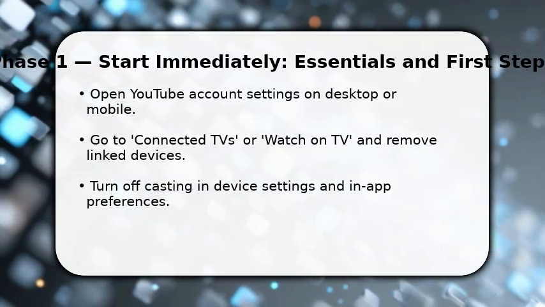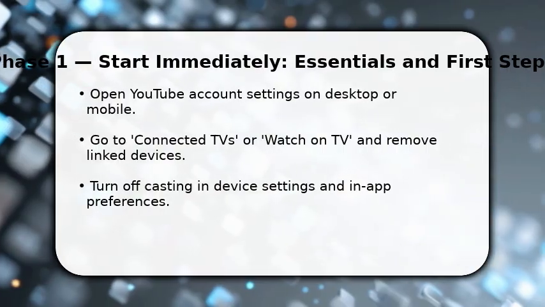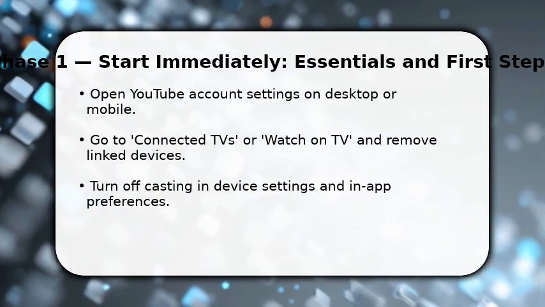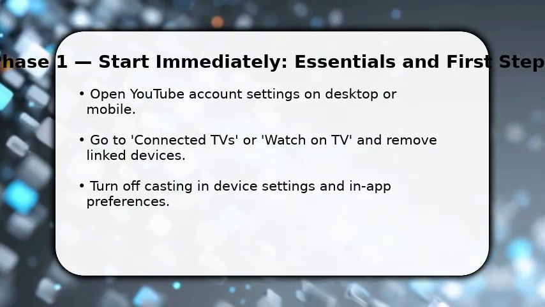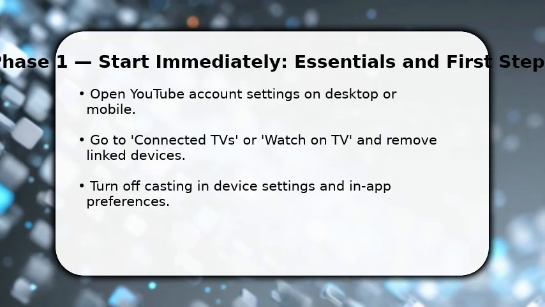You start by unlinking every TV and disabling casting. Open YouTube settings now, go straight to connected TVs or watch on TV. Remove each listed device. This severs the control channel.